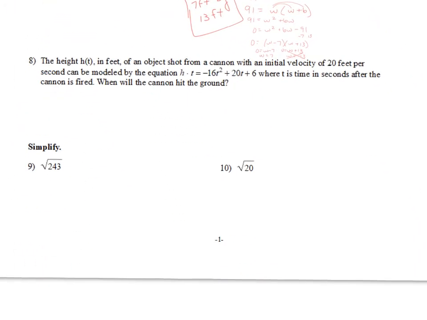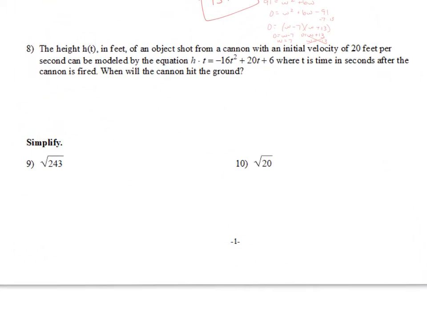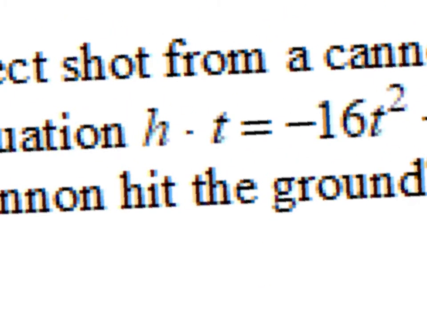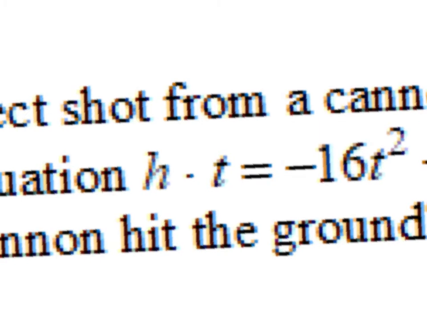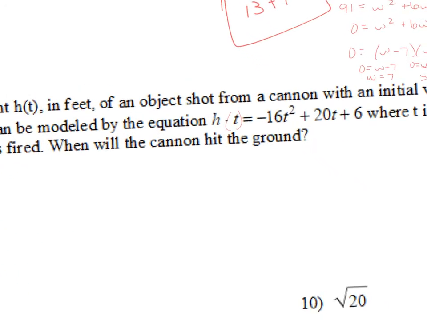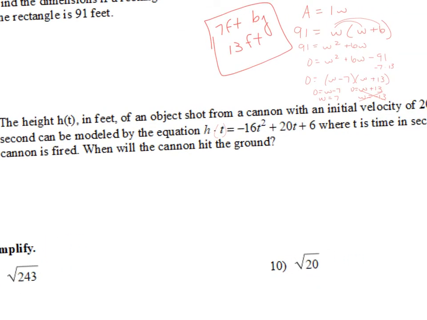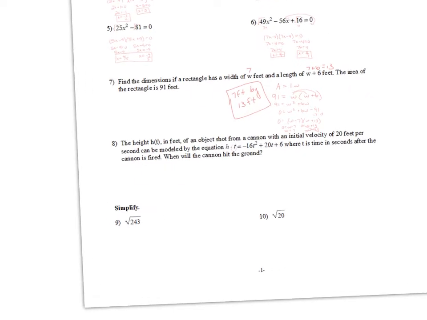Okay, next one here. Let's see, we've got the height h of t in feet of an object shot from a cannon with initial velocity of 20 feet per second can be modeled by the equation. I don't know why that did that. That should be a parenthesis. I'll have to go back and relook at that, but that should be a parenthesis there. So it should be h of t equals negative 16t squared plus 20t plus 6.